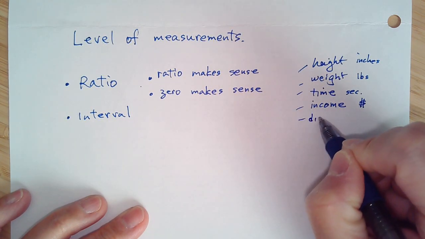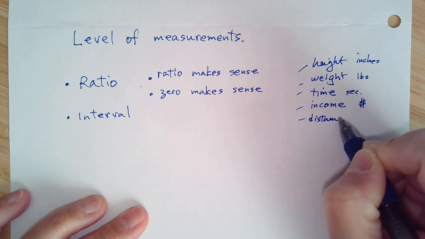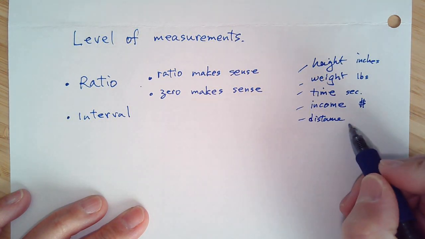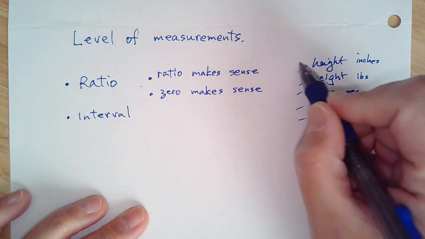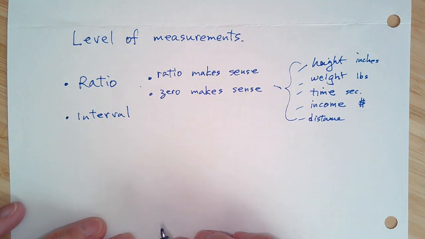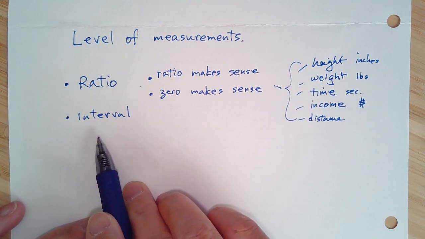Distance. Distance is also a ratio data because 10 miles is just twice as much as 5 miles, and a 0 mile means you just stop, you start and stop, you didn't do anything. So the distance is also. So all those, they're very good example of the ratio data. All right, now you might ask, what is interval data?